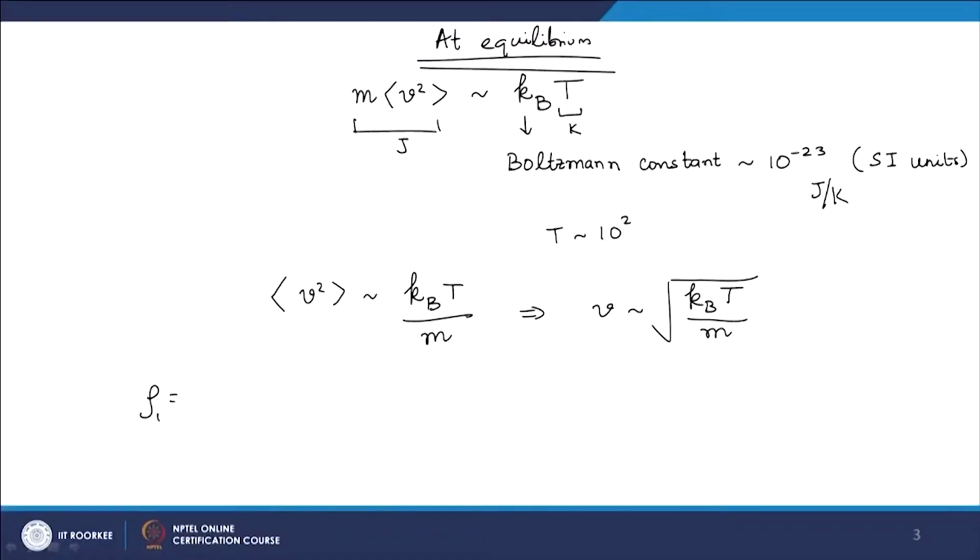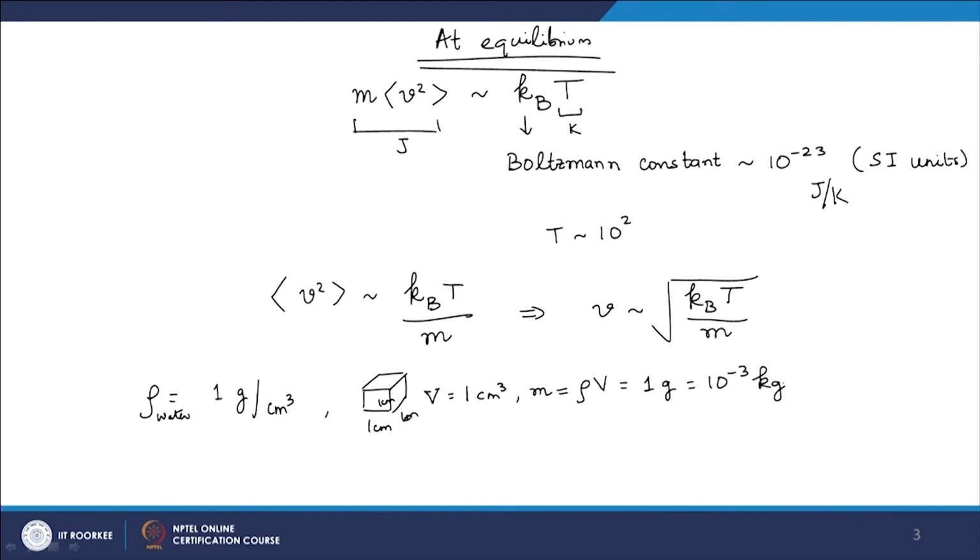So, let us say we know that the density of water is 1 gram per centimeter cubed, and so if I have say a cubic block of 1 centimeter in each direction, it will have a volume of 1 centimeter cubed, and therefore, a mass of 1 centimeter cubed multiplied by 1 gram per centimeter cubed, that is 1 gram, that is 10 to the power minus 3 kg in SI units.